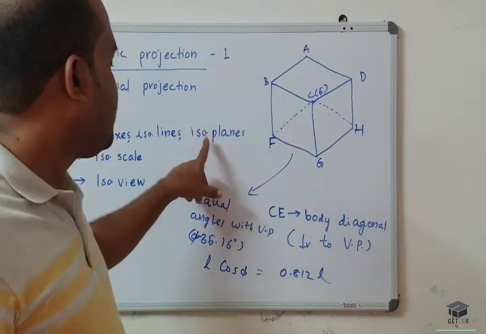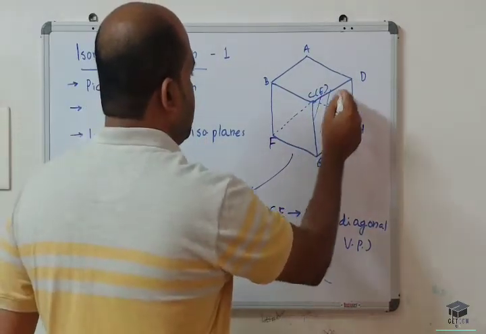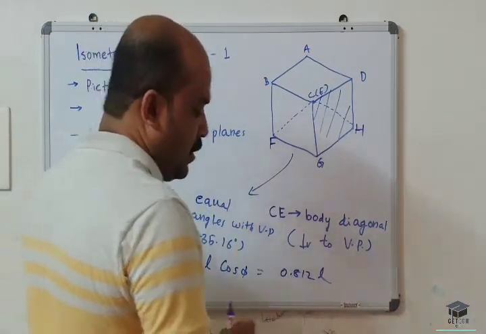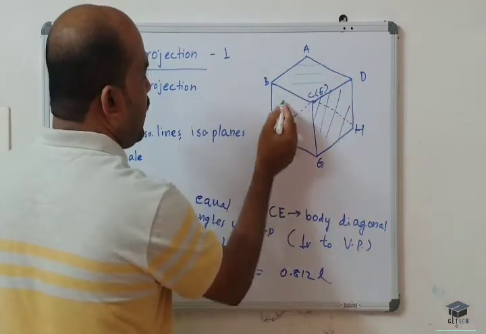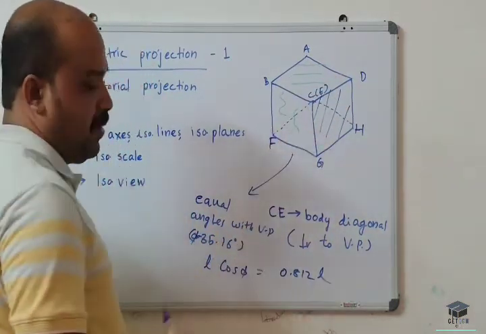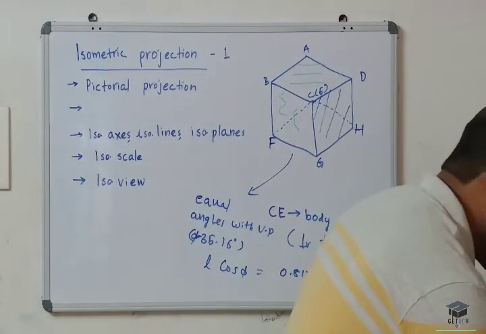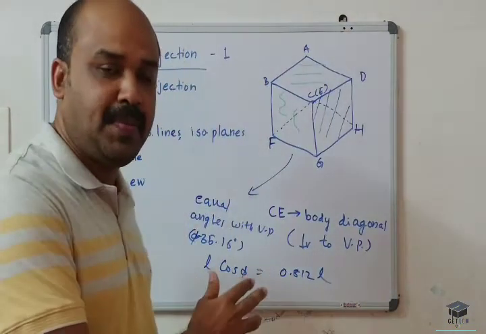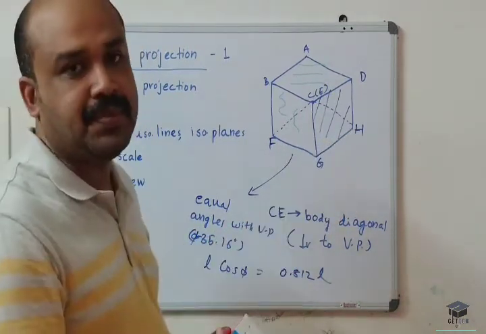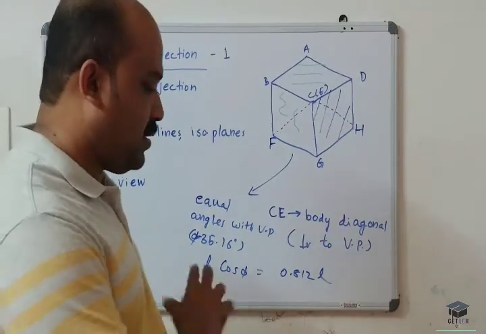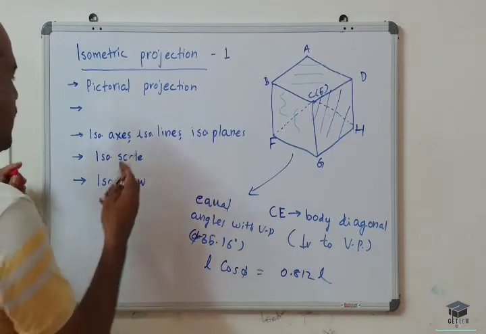Then isometric planes. These are the planes: this is one isometric plane, this is another, and this is another. Any plane which is parallel to these planes is also called an isometric plane. In this case there are six isometric planes. These are the basic terms.